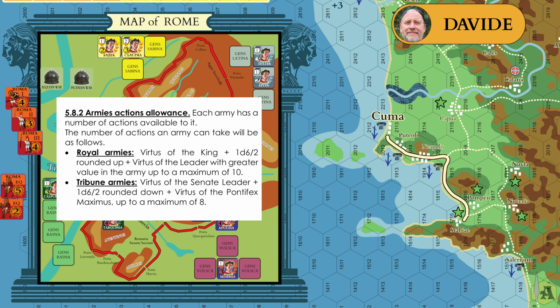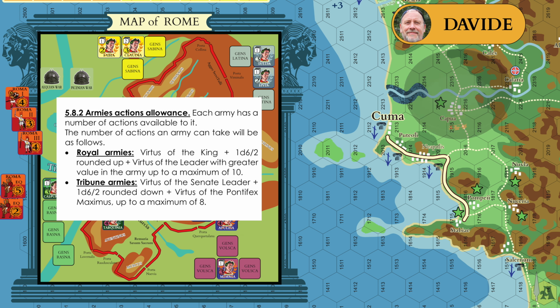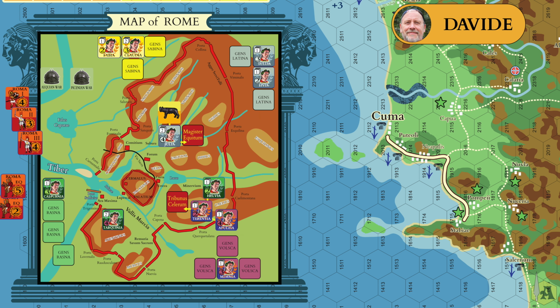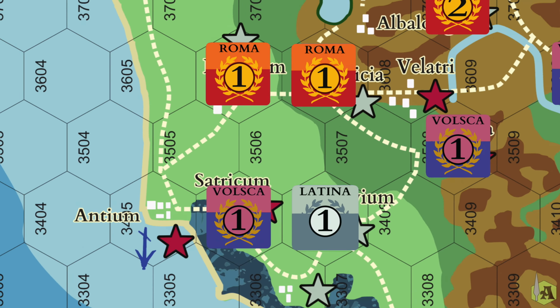The Sabine player rolls the die for the king and makes 3, which according to the rule is divided by 2, rounded up, for a final result of 2. To this result is added 3, which is the virtus of the king, plus 3, which is the virtus of the magister populi, equals 8. The leader of the Senate does the same and gets a total of 6. Thus the king's army will have 8 action points, while each of the 2 tribunes will have 6.